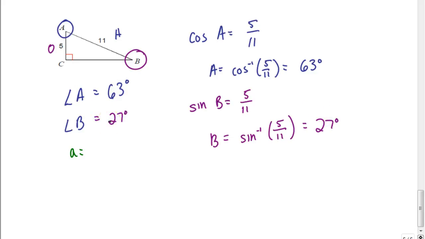And sure enough, we could have subtracted this from 90, but I just wanted you to see that we could have started by finding either of these angles, A or B, and then you can always subtract from 90 to find the measure of the other angle.